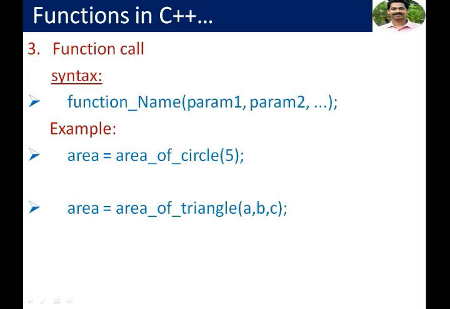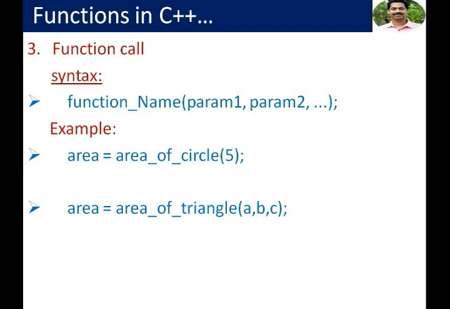Another example, again area equal to area of triangle ABC. Here three values A, B and C are transferred to the function area of triangle, and within that function triangle area is evaluated and returned to this function name. So the returned value will be substituted at this position. Therefore, that substituted area of triangle will be stored into variable area.